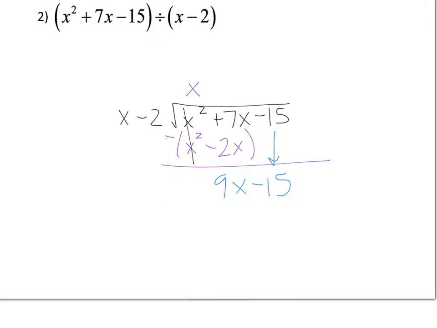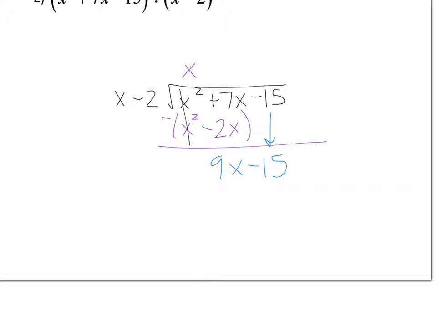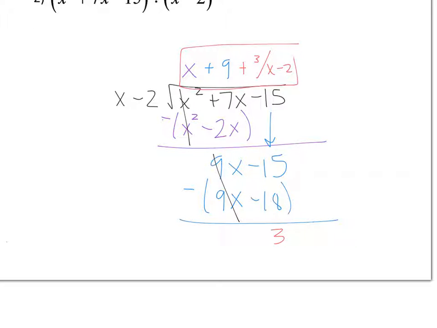Now we start this process over again and ask ourselves, how many times does x go into 9x? 9 times. So x times 9 is 9x. Negative 2 times 9 is negative 18. Now I subtract. 9x minus 9x cancels out, and negative 15 minus negative 18 is really plus, and we get 3. Now can x minus 2 go into 3 evenly, or can x go into 3 evenly? No, it cannot, so 3 is our remainder. So I would say plus 3 over x minus 2. That would be our solution here.